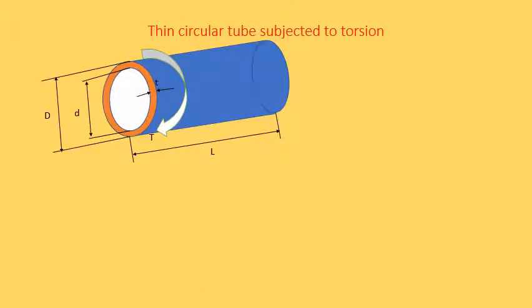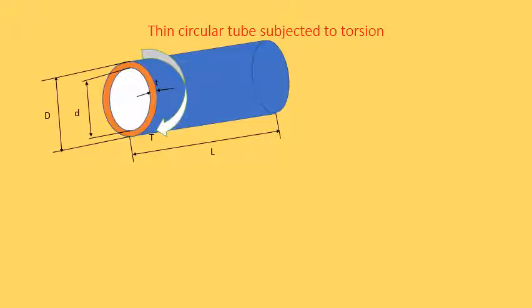So next we have a derivation: thin circular tube subjected to torsion. A thin tube is one whose thickness is smaller than the diameter. Let us consider a thin tube whose outer diameter is capital D, whereas the inner diameter is small d, and the thickness of the tube is small t. The length of the shaft is capital L.